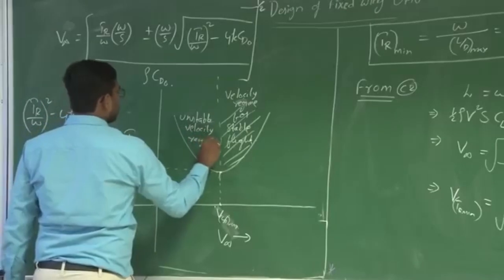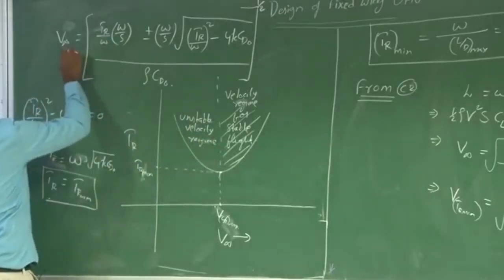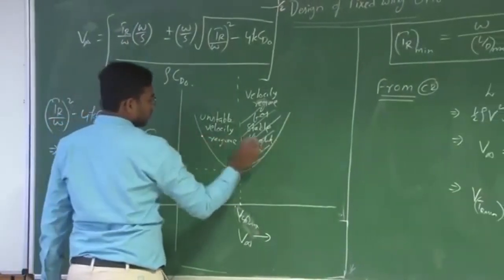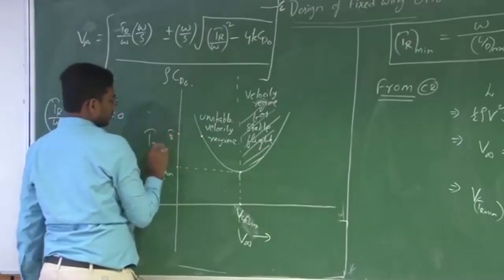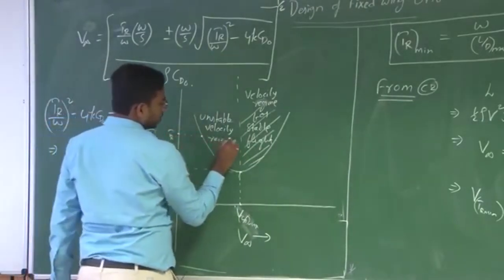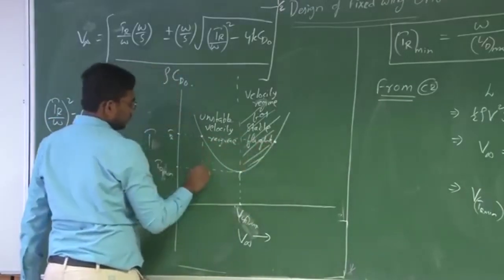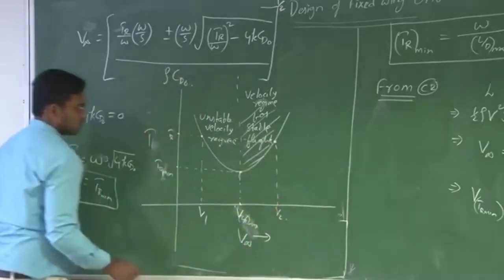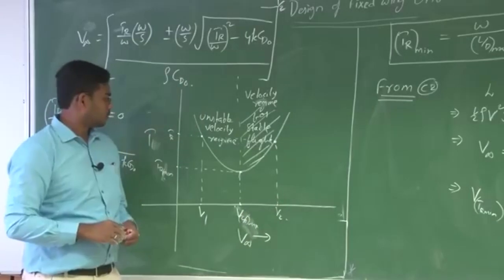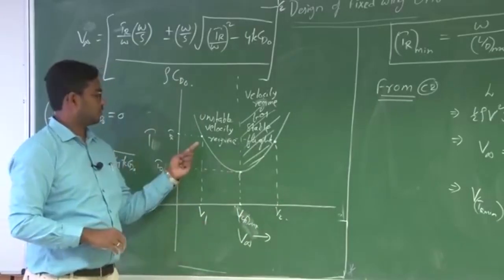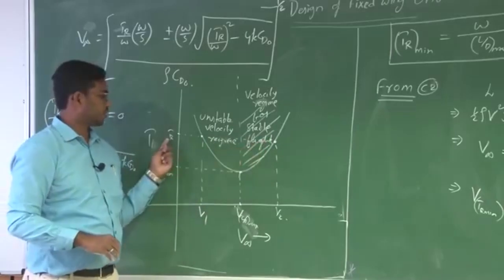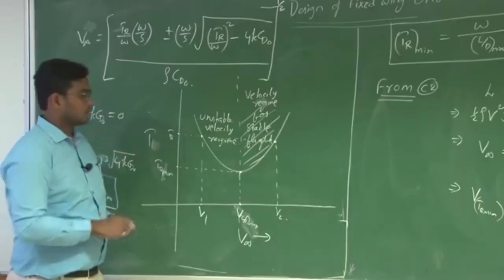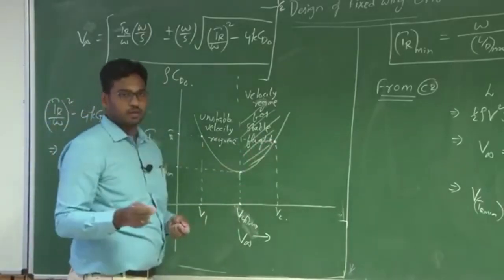Why? Because for a given thrust requirement, you have two solutions for velocity. Let us say this is your thrust required condition. You can either fly at velocity V1 or velocity V2, right? When you fly at both conditions, your thrust requirement will be the same. But which velocity do you need to choose? That we have discussed earlier; you can refer to our earlier lecture.